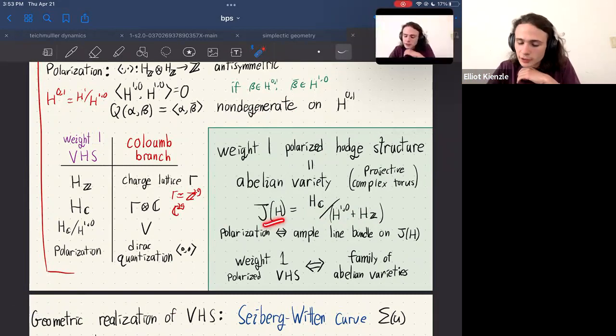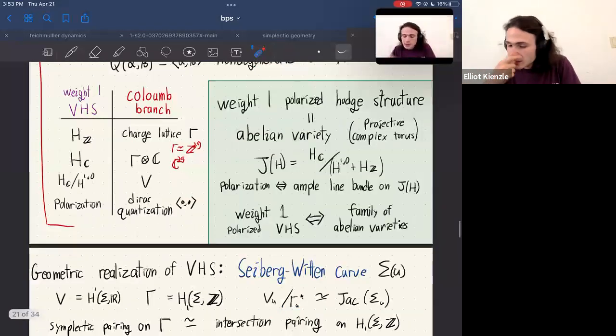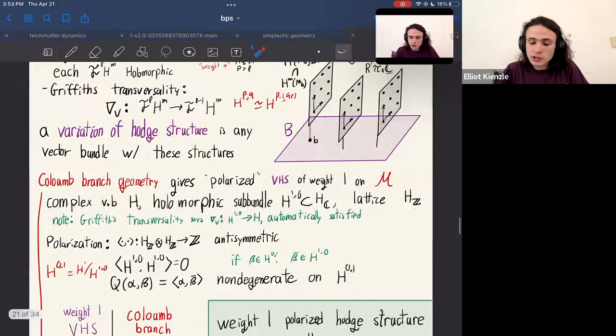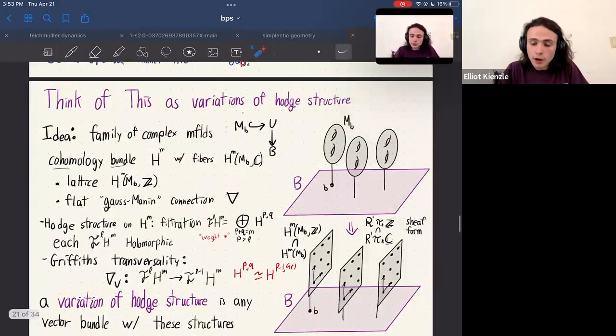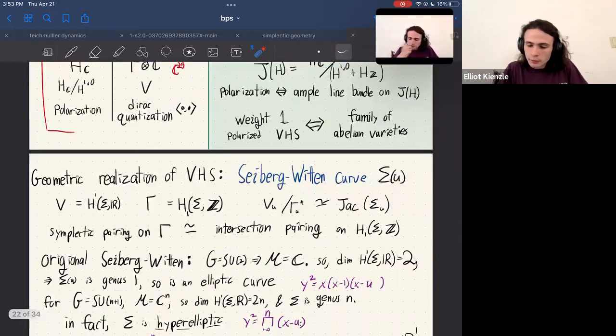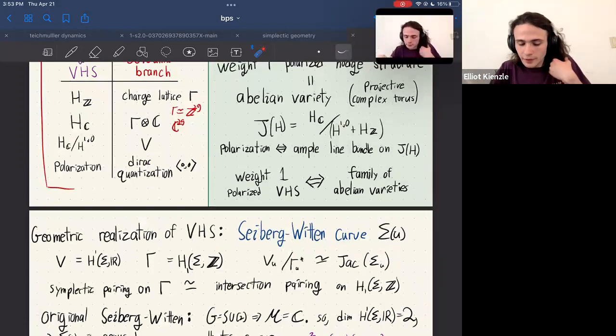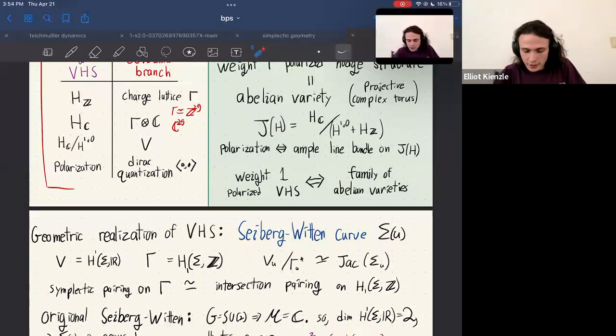Okay. So I kind of hinted here that this torus, I gave the example of a Jacobian of a curve, right? And basically that is a sort of geometric realization of these variations of Hodge structure, actually realizing them as true Hodge structures coming from families of manifolds. And in particular, what we can do is realize these tori as the Jacobians of curves. That's called the Seiberg-Witten curves. So we talked about these a bunch last time.